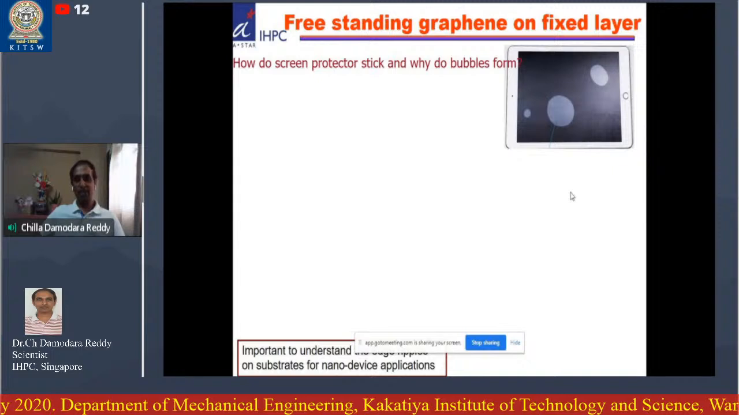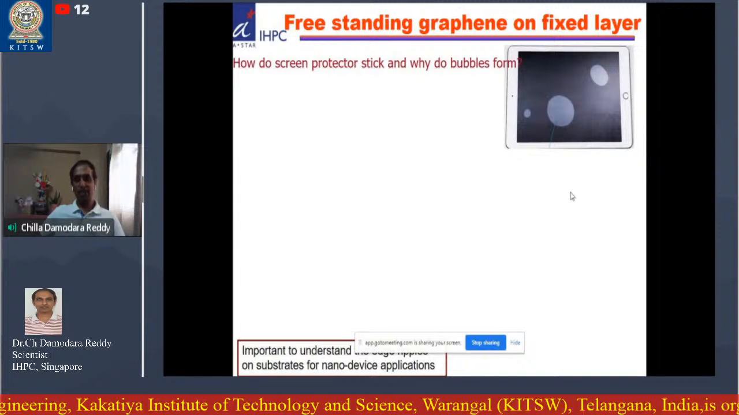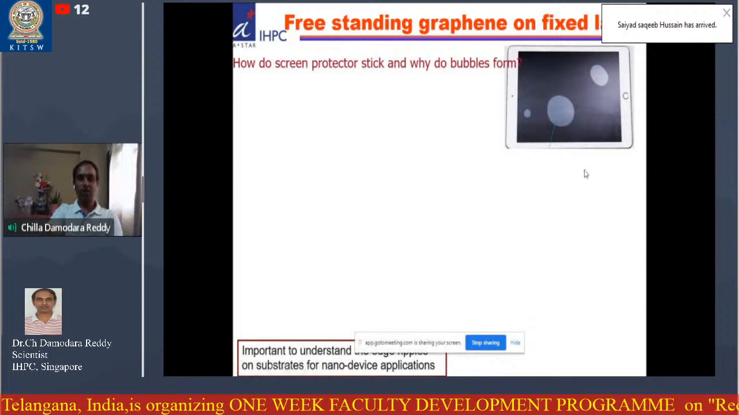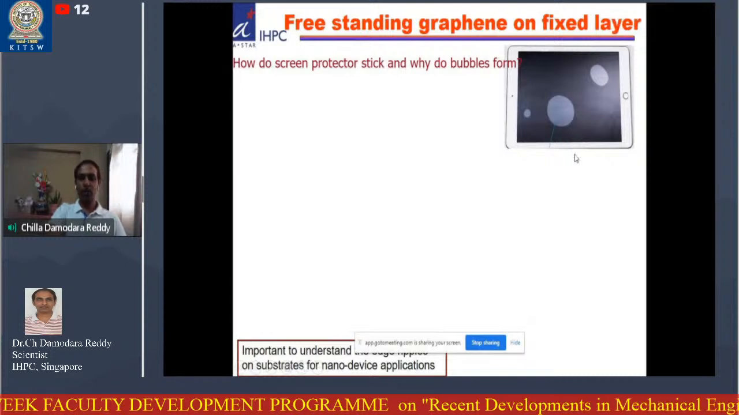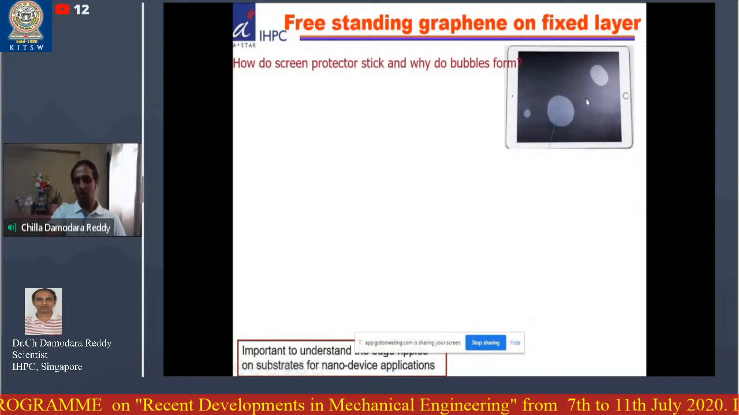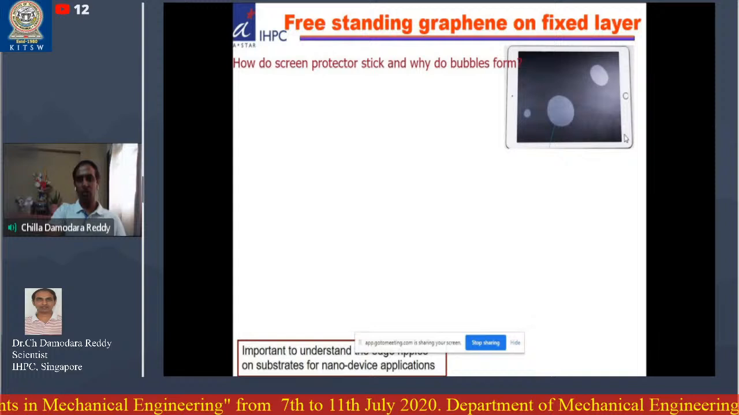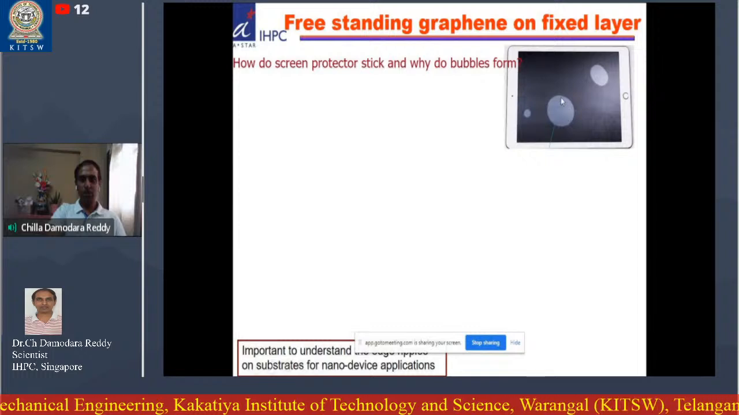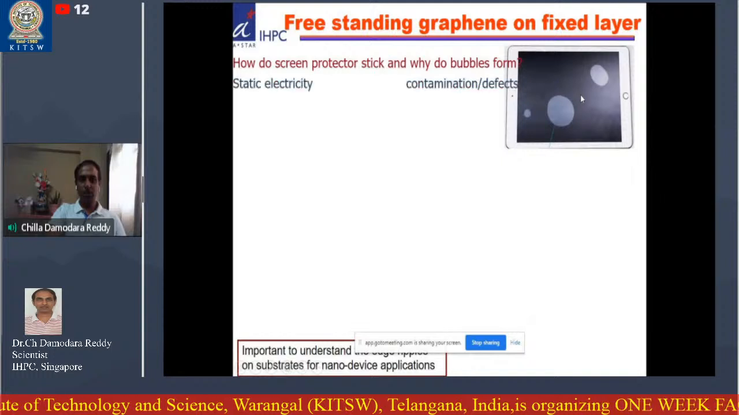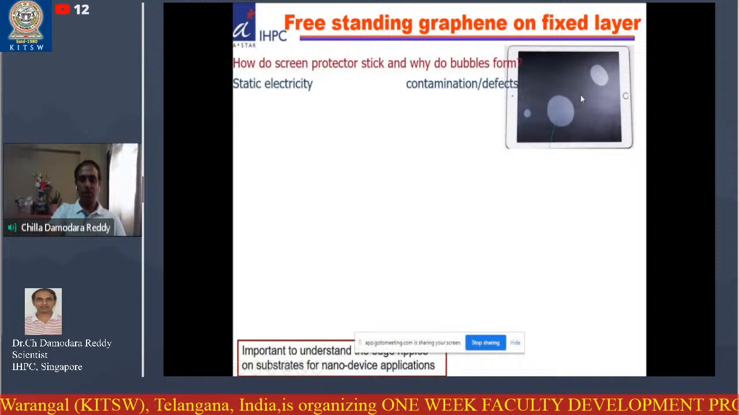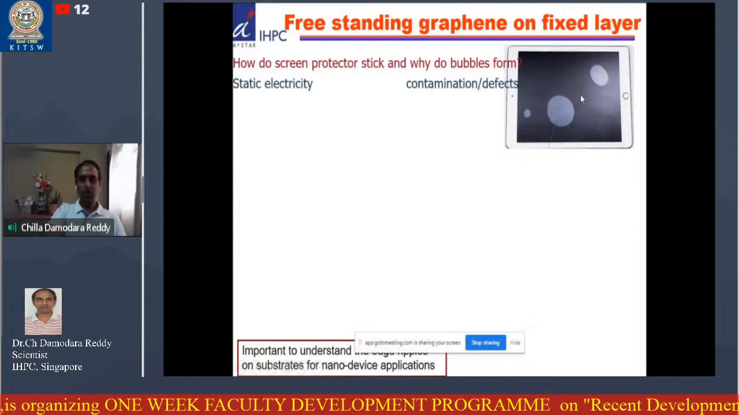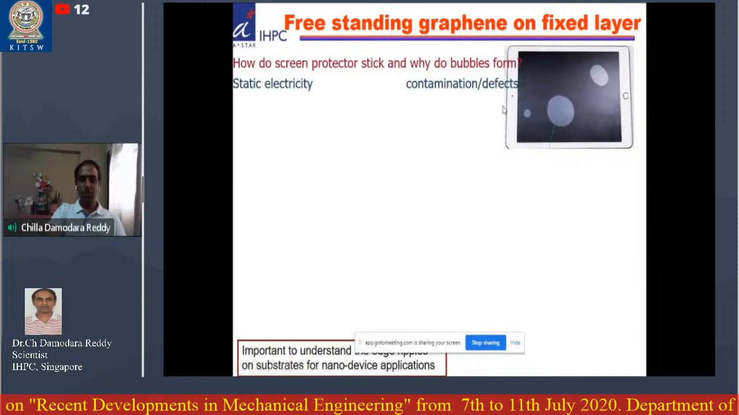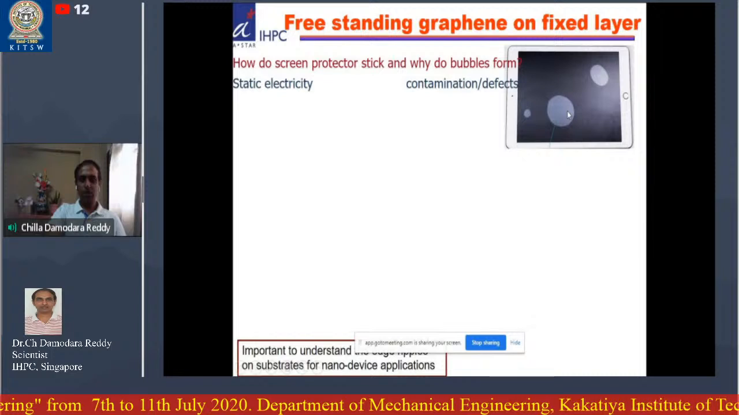So if you take freestanding graphene and put it on a fixed layer, how will it lay out? Generally, when you buy a mobile, you immediately go to the shop and put on a screen protector. How does this screen protector stick to the mobile, iPad, or normal laptop screens? And sometimes you see bubbles forming on the screen. Why? Generally, it sticks to the device due to static. And if you have any contamination or defect, or it is not able to lay down perfectly, then it forms bubbles. That means a bubble is trapped there.